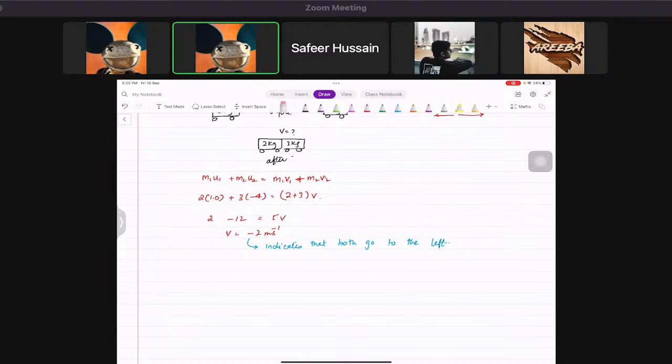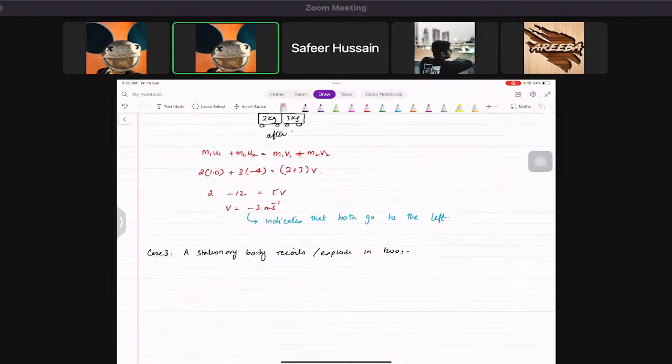Okay. Now going back. So what happens is that in case 3, when a stationary body recoils or explodes into parts. What I mean by this is, usually what happens, like, do you guys play any shooting games? Yes, sir. Which game do you play? Warzone currently. Okay, so you might have noticed when you fire a weapon, your aim goes up, right? Yes. So that is called the recoil effect.